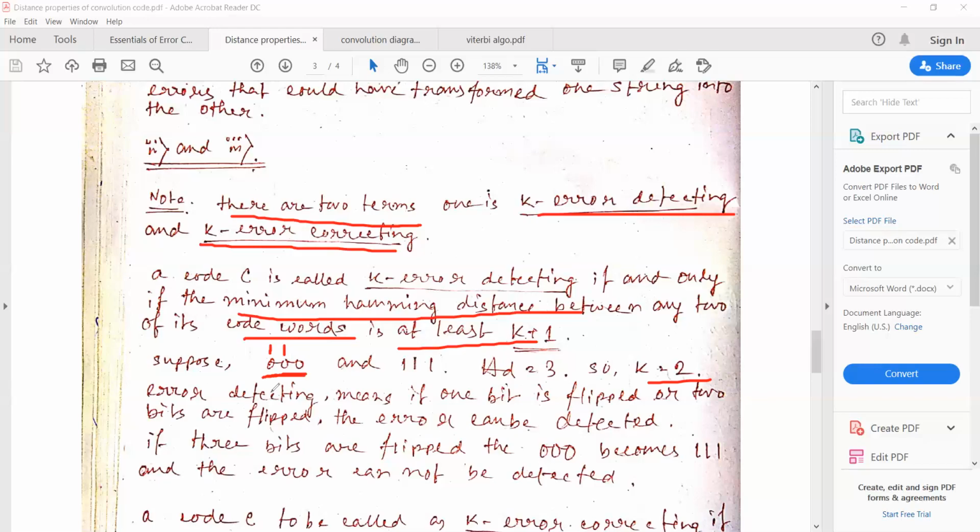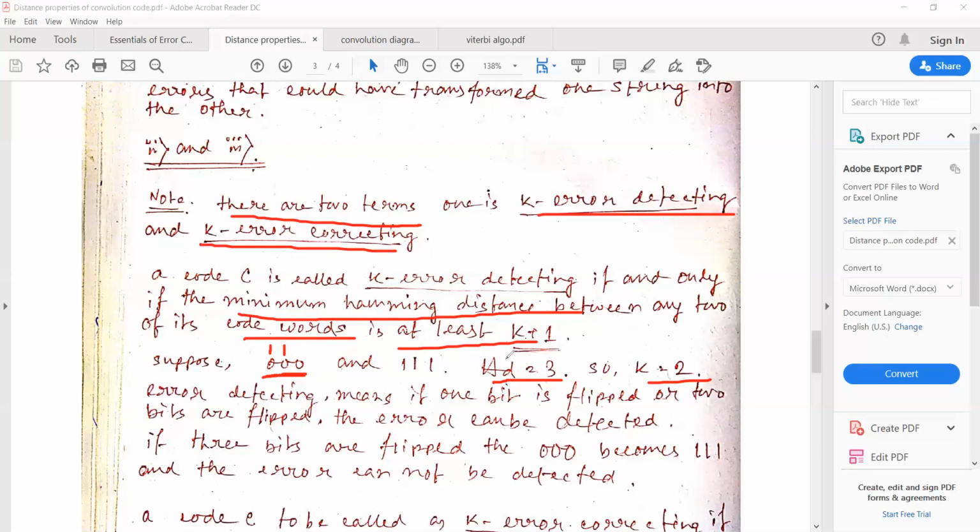I'm repeating it: suppose 0, 0, 0 and 1, 1, 1. The Hamming distance is 3 and k equals 2, considering the previous condition. Error detecting means if one bit is flipped or 2 bits are flipped, the error can be detected. That means we will consider that this bit sequence or code contains an error. If 3 bits are flipped, that means 0, 0, 0 becomes 1, 1, 1, and the error cannot be detected.